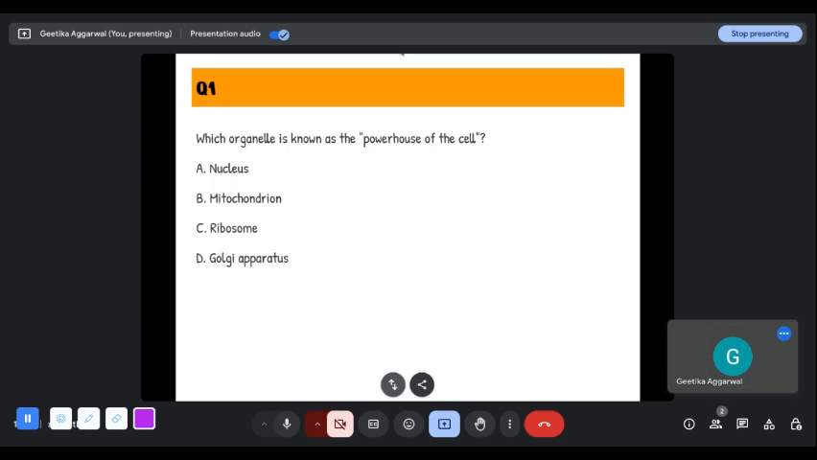So the first question in the quiz is: which organelle is known as the powerhouse of the cell? So this is a very simple question. Which organelle is known as the powerhouse of the cell? Nucleus, mitochondrion, ribosome, or the Golgi apparatus?